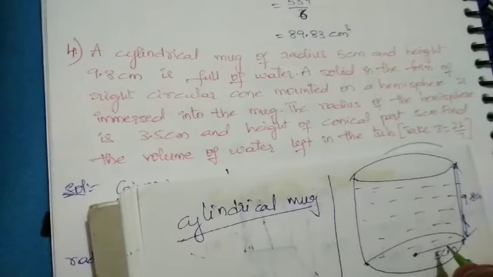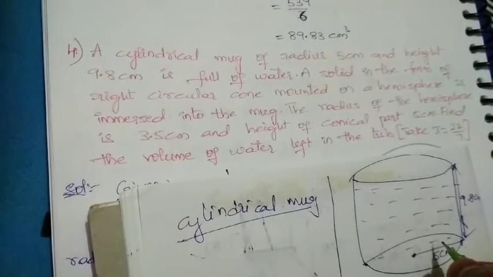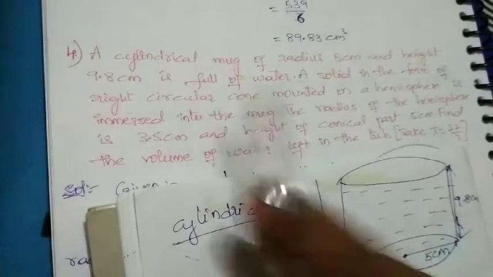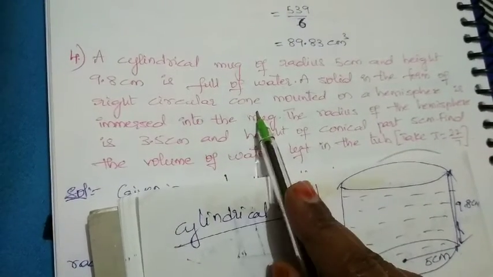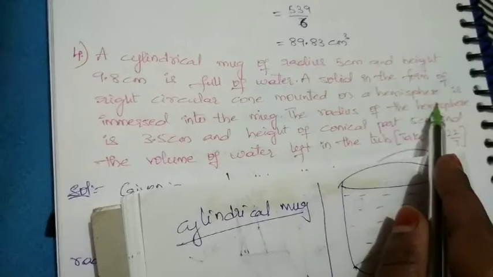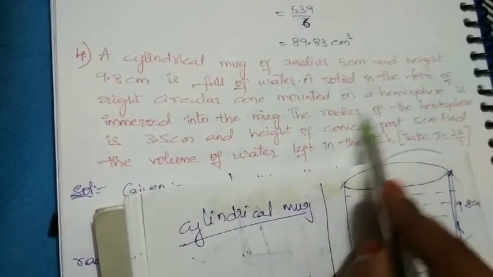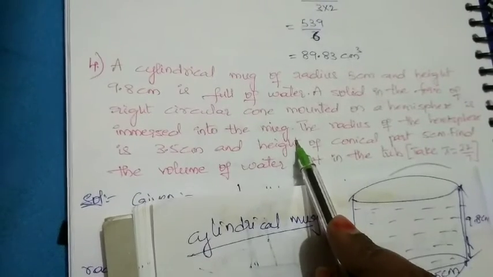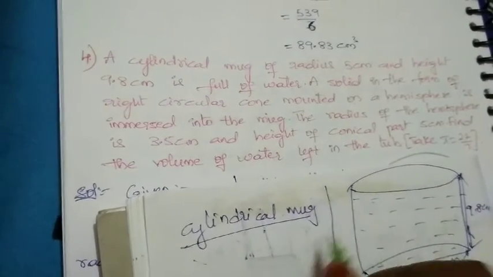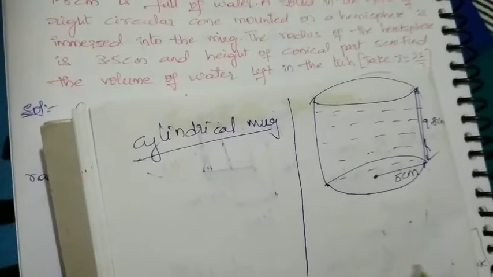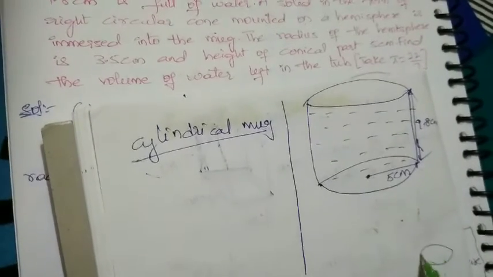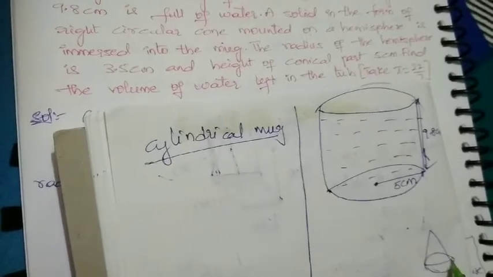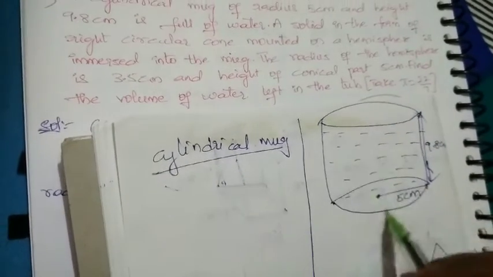Next, a solid in the form of a right circular cone mounted on a hemisphere is immersed into the mug. Now, what happened is, the solid is like this: it is like a hemisphere, and on the hemisphere you have a cone. It is immersed into the cylinder.